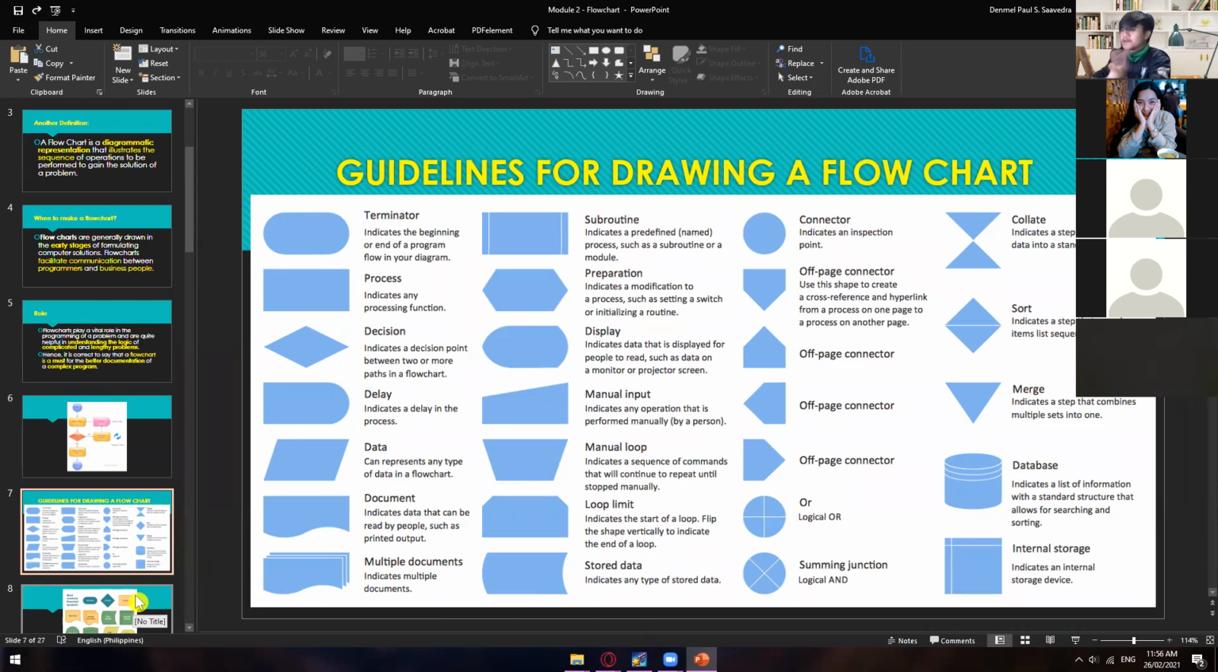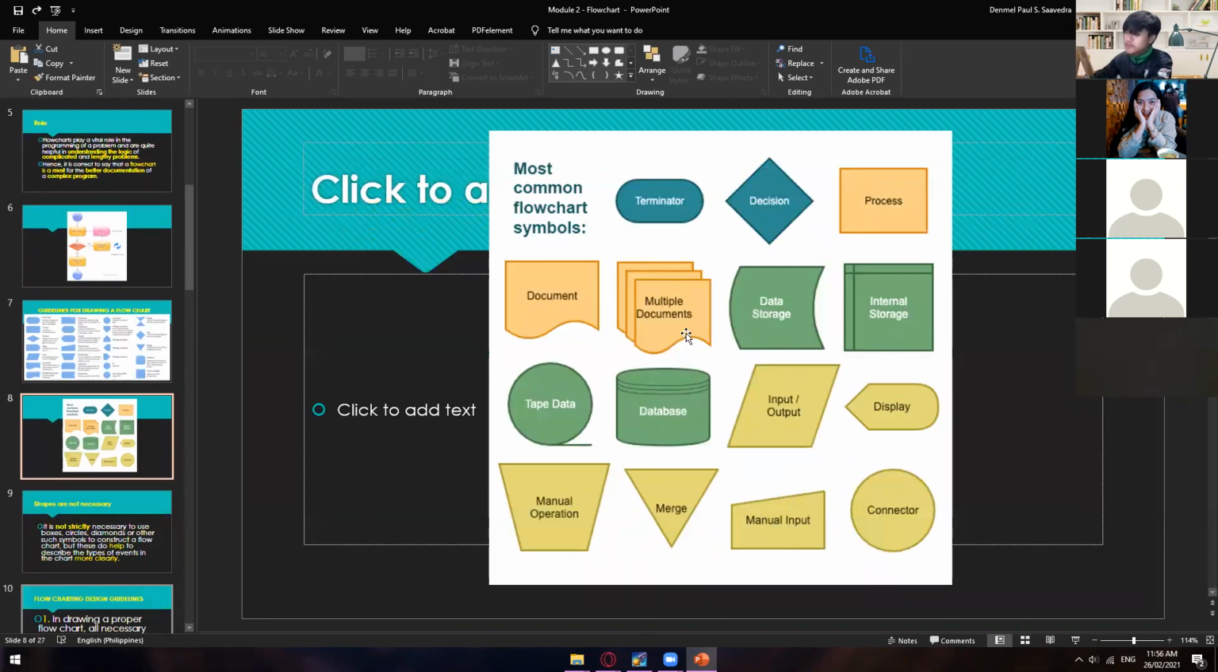But of course, you're not going to use all of those. Here are the only things that maybe you're going to use. So here are the most common flowchart symbols. As you guys can see, we have here the terminator, which indicates the start and end. Decision, so yes or no. Process, the action. Documentation. You have multiple documentation, data storage, internal storage, tape data, database, input or output, your display. This is like a comment only, where it will display this.